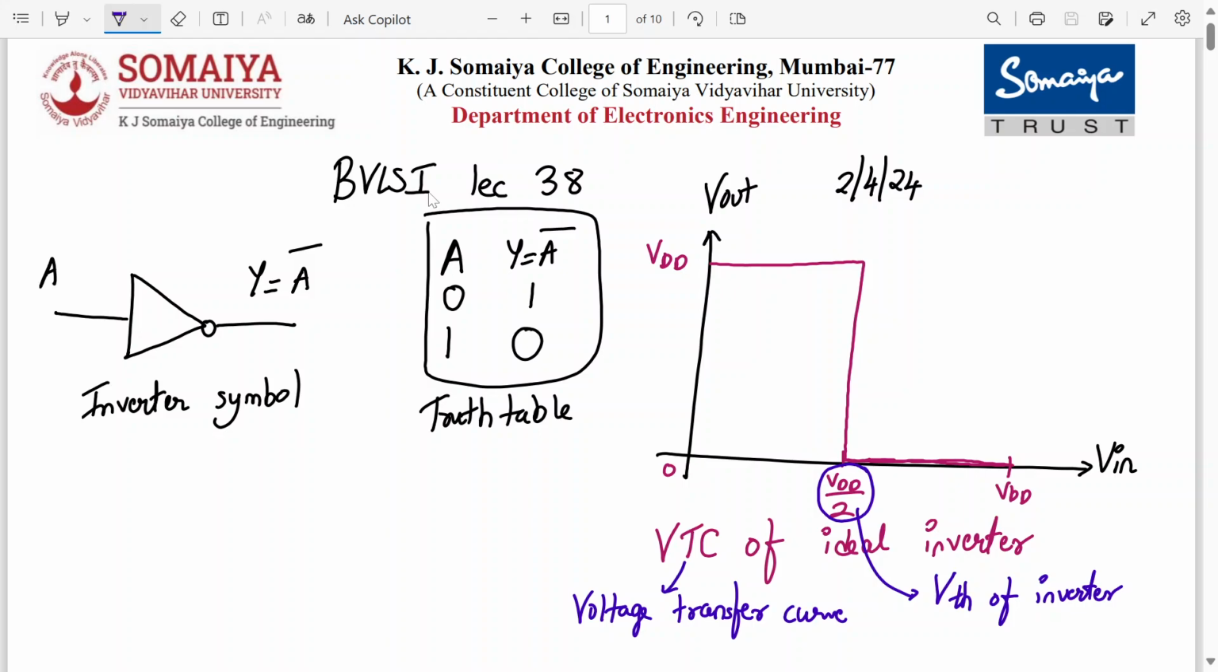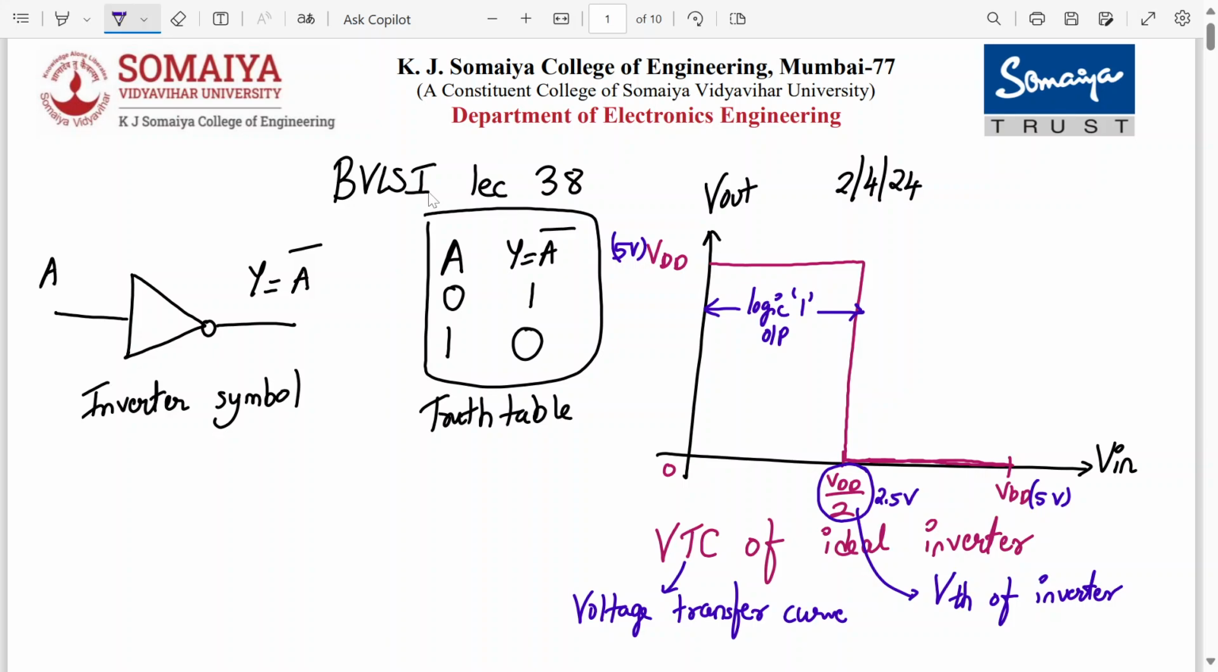If you see carefully, I am plotting V in on the x-axis, pay attention. When V in is very low, let's say V in is between 0 and less than VDD by 2, what should be my output? V in is low, right? So, let's take some numbers. Let's say VDD is 5 volts. This will be how much then? 2.5, and this will be 5. Between 0 and less than 2.5, my input is low, so what should be my output? High. So this is my logic 1 output. My output is at VDD over here.